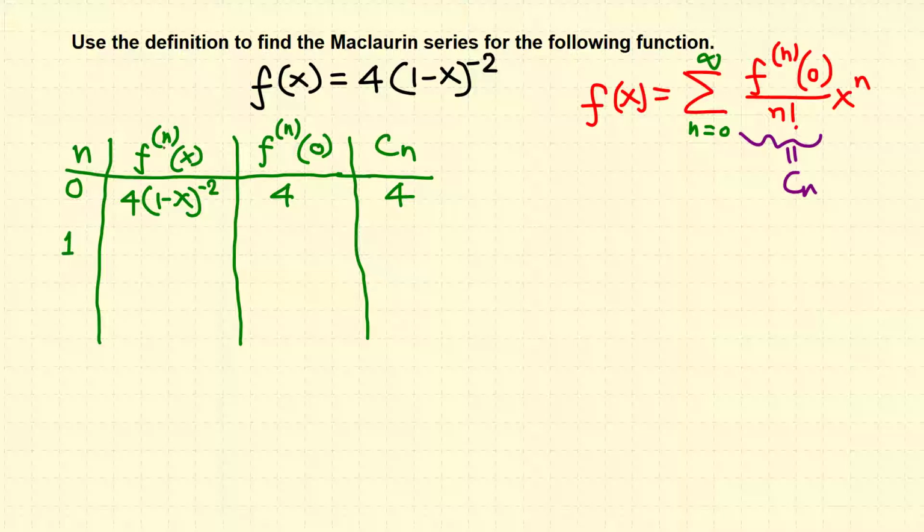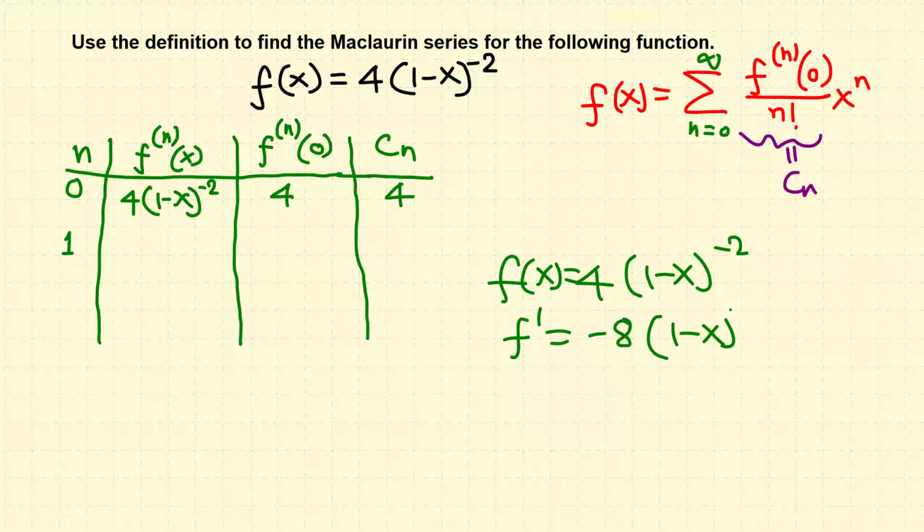So n equals 1 means the first derivative. Let's find the derivative of 4(1 minus x) raised to negative 2. The derivative is 4 times negative 2, which is negative 8, (1 minus x) raised to negative 2 minus 1, negative 3, times the derivative of the inside, 0 minus 1, negative 1. Negative times negative is positive, so it's 8(1 minus x) raised to negative 3. Evaluate at 0, plug in 0 for x. 1 raised to a number is 1, so this is 8. And c1 is 8 divided by 1 factorial, just 8.